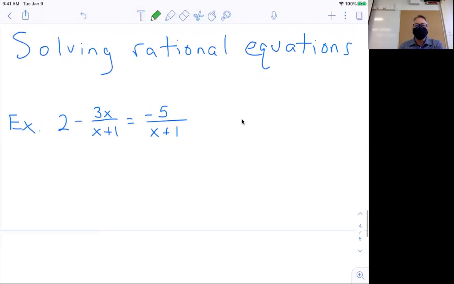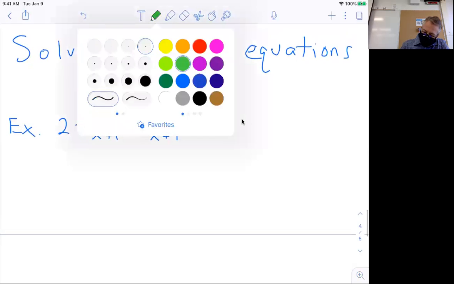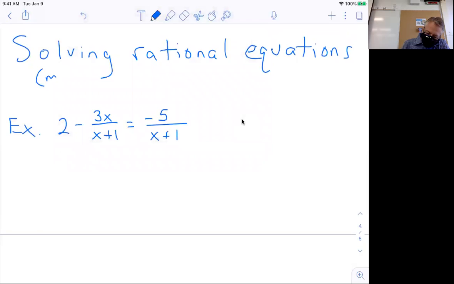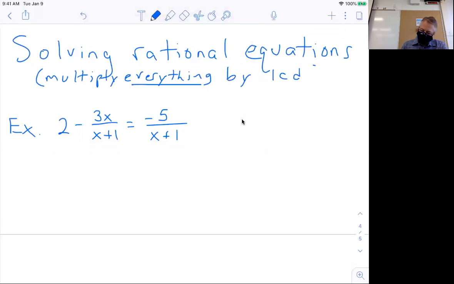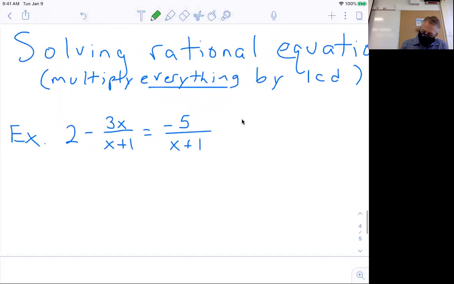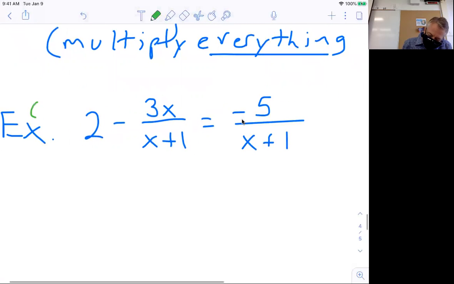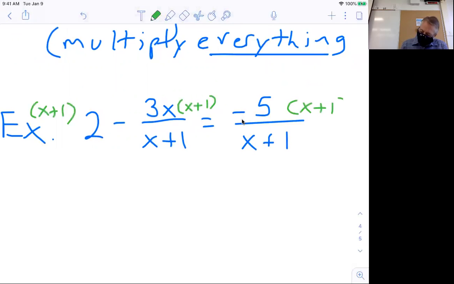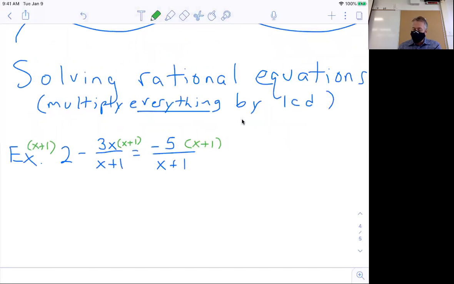And what we're going to do is multiply everything by the common denominator. So I'm actually going to write that in parentheses up here. We're going to multiply everything by the LCD, by the common denominator. In this case, the common denominator is x plus 1. So I'm going to write x plus 1 here. And notice I'm not doing the top and the bottom, just the top, which we can do because it's an equation. If it were an expression, we can't do just the top.